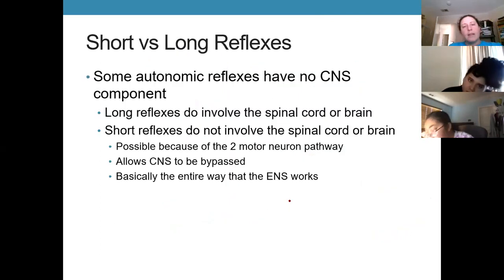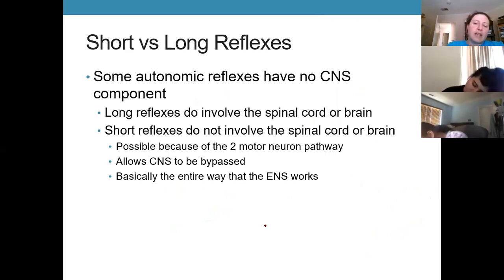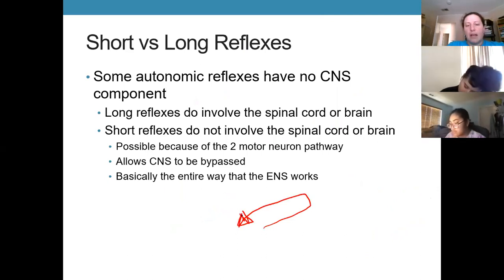There are two kinds of autonomic reflexes. So we call them short reflexes and long reflexes. Short reflexes don't involve the central nervous system. And we think it's because of the use of the two motor neuron pathway that we can sometimes have feedback that just goes at the level of that ganglion and comes right back around.